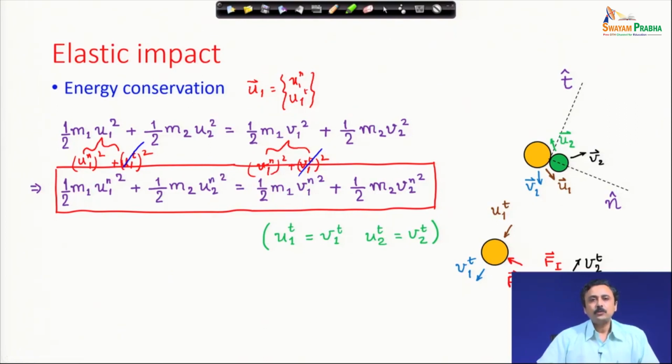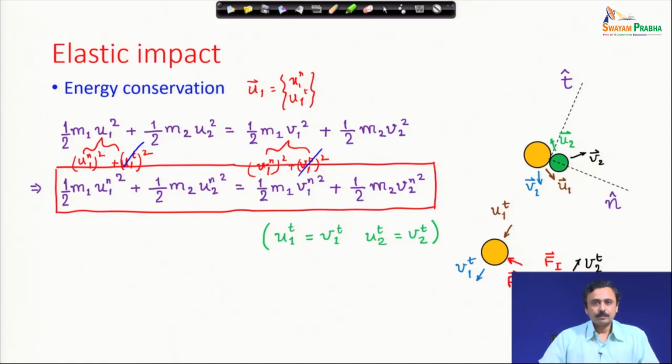What I have written down is what happens after you have done all these cancellations and eliminations, and you are left with half m1 u1 normal square plus half m2 u2 normal square equals half m1 v1 normal square plus half m2 v2 normal square. Therefore, I have used that condition that the tangential velocity of individual particles remains the same before and after the impact. This is a scalar condition.